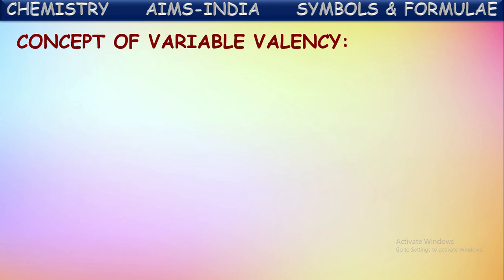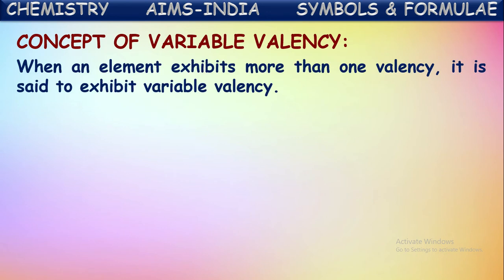The concept of variable valency. When an element exhibits more than one valency, it is said to exhibit variable valency, and that element is called a variable valent element. Generally, elements exhibit a certain combining capacity or valency, but certain elements can exhibit more than one valency. Those elements are called variable valent elements, and that phenomenon is called variable valency.